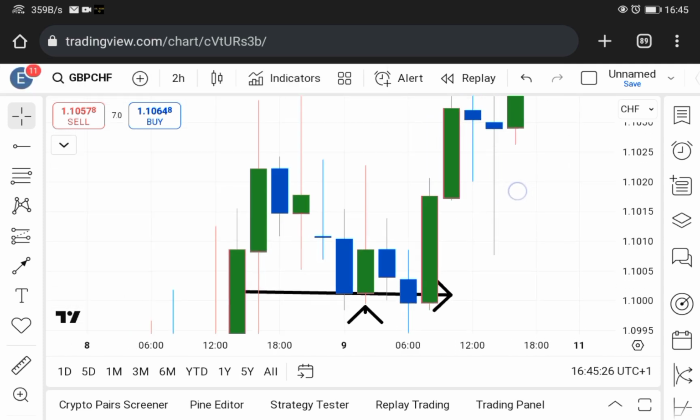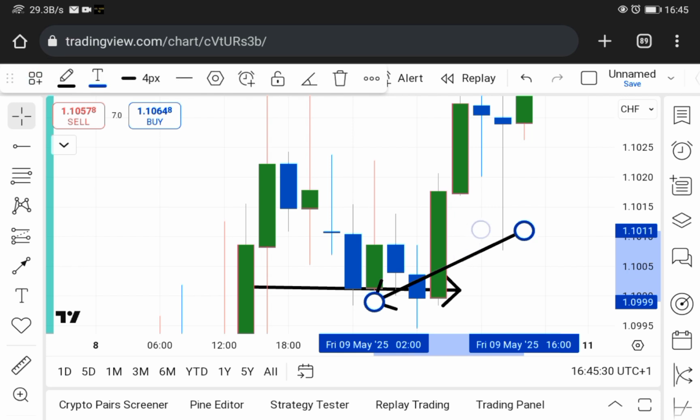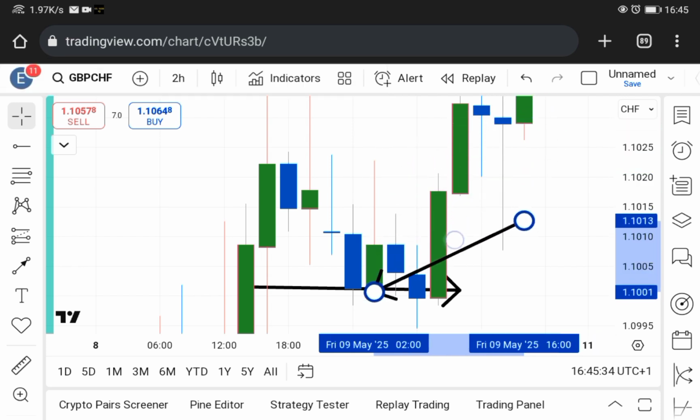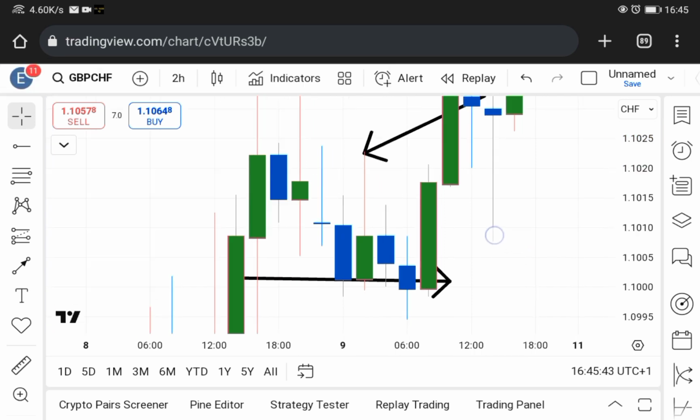So the market only stopped at those points. So the profit we were getting, it's not much from this point. So we have to move on and check for another candle.